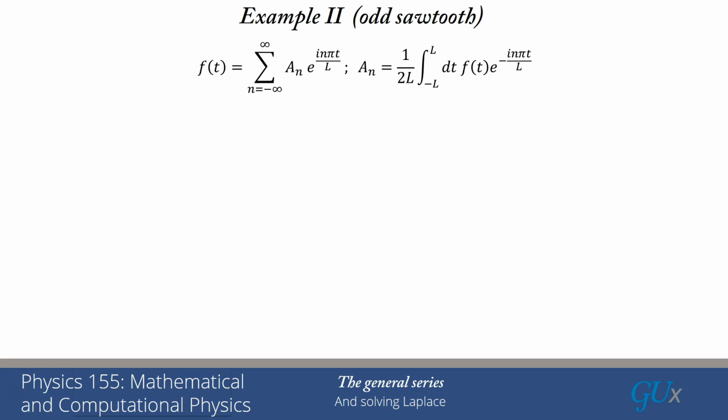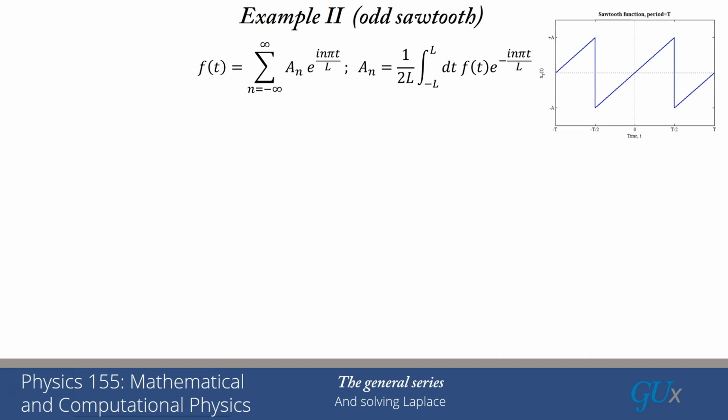The next case we're going to look at is the odd sawtooth. It looks very similar to the even one, except it's an odd function, and so the sawtooth part looks like it has a longer period, but it's really the same period. And the difference here is, of course, that it's discontinuous.